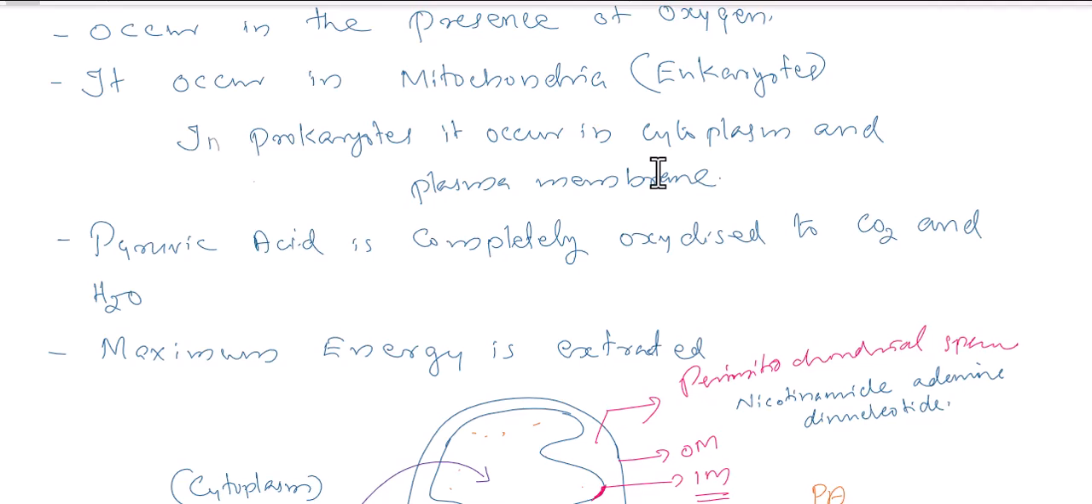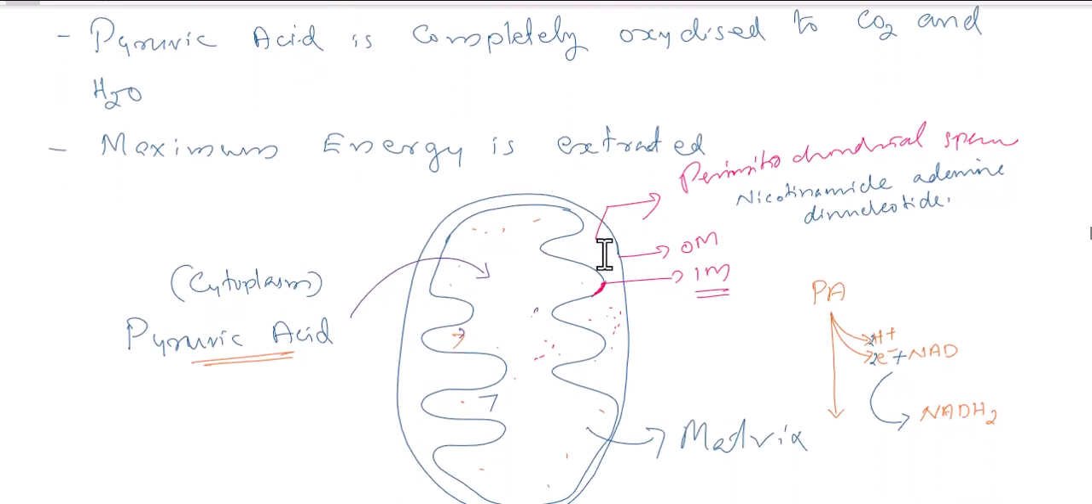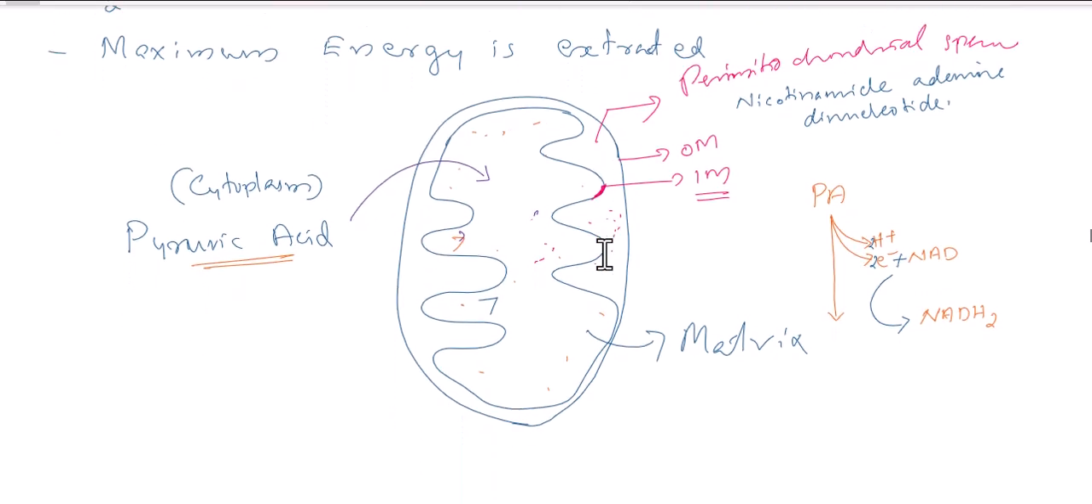Pyruvic acid, as I told you, is completely oxidized to carbon dioxide and water, and the maximum energy from the pyruvic acid is released and can be converted into ATP. So that is what is happening here. From the cytoplasm, it is transferred to the matrix of the mitochondria, the fluid portion of the mitochondria. Here these reactions take place. Right, so we can see what the process is here.